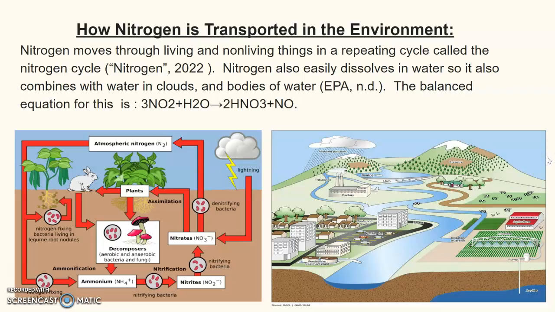Nitrogen moves throughout the environment through living and non-living things in a repeating cycle called the nitrogen cycle. It also easily dissolves in water, so it combines with water in clouds and bodies of water, and the balanced equation for that is written here. This picture shows the nitrogen cycle and how nitrogen moves through living things and back into the air, and this shows how nitrogen moves into the waterways through agriculture and pollution and rain.